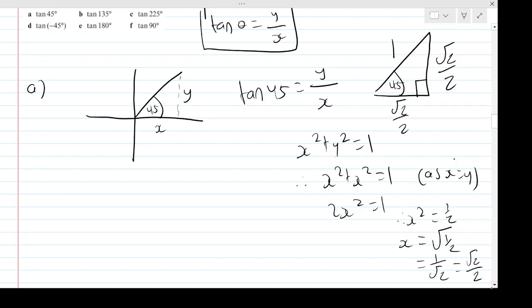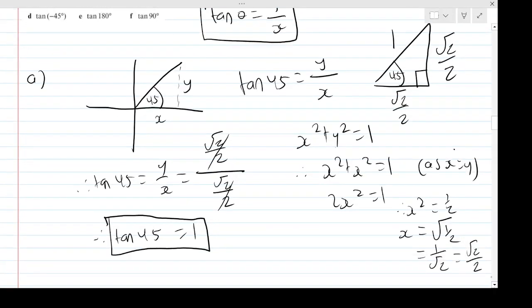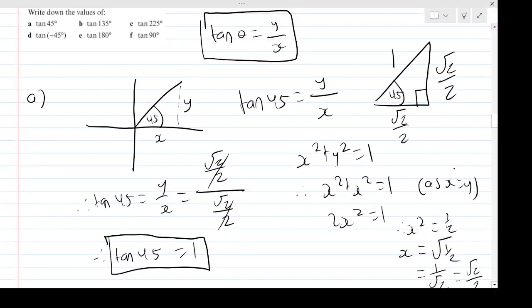Well, therefore we can find tan, because now we know y over x. Tan 45 is y over x. Well, y is root 2 over 2 and x is root 2 over 2. And they cancel because they're exactly the same, so we get 1. So therefore tan of 45, that value is indeed 1, right? So there we are. Okay, so part B says we need to find tan of 135.